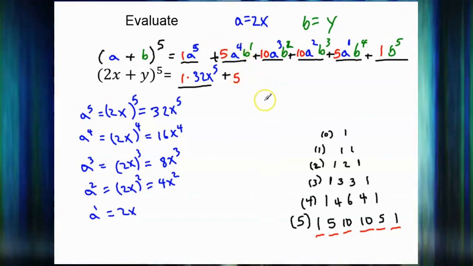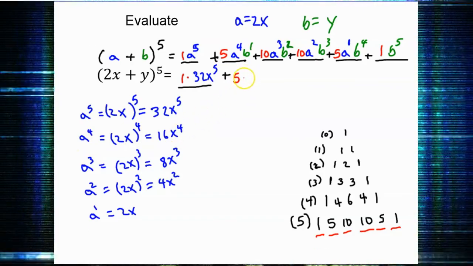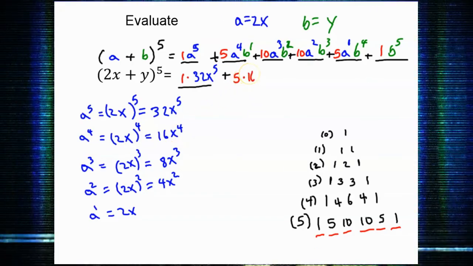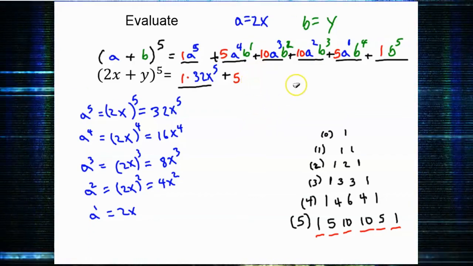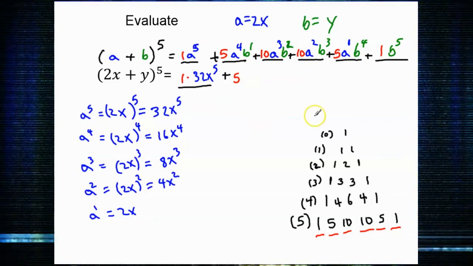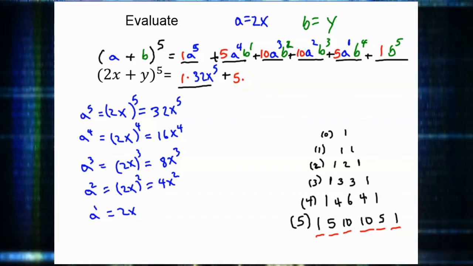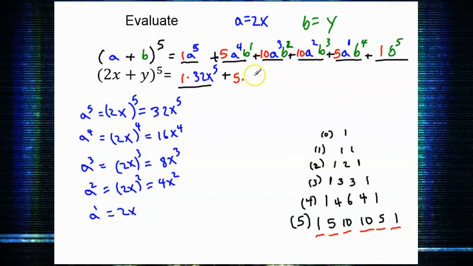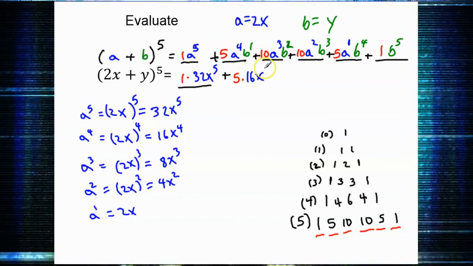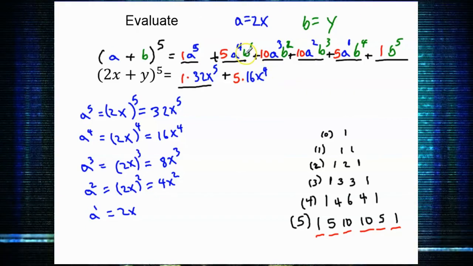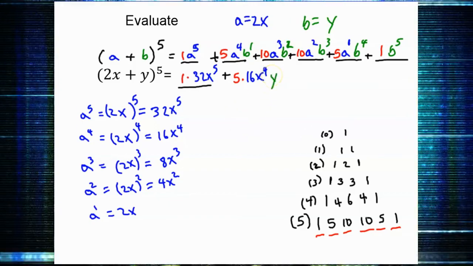and the a to the 4th is 16x to the 4th. So we're going to go ahead and replace that. So times 16x to the 4th. And let's keep the colors the same. So times 16x to the 4th. B to the 1st was just b, and we know that that's y, so we're just going to put y.